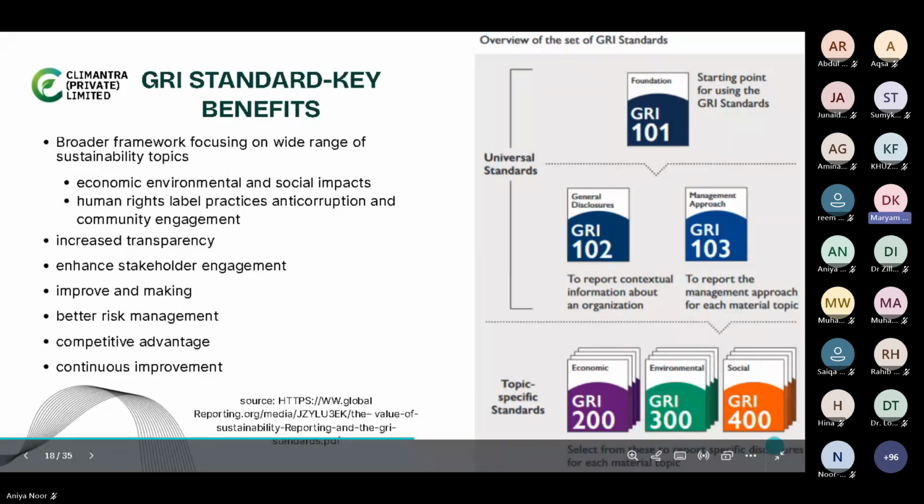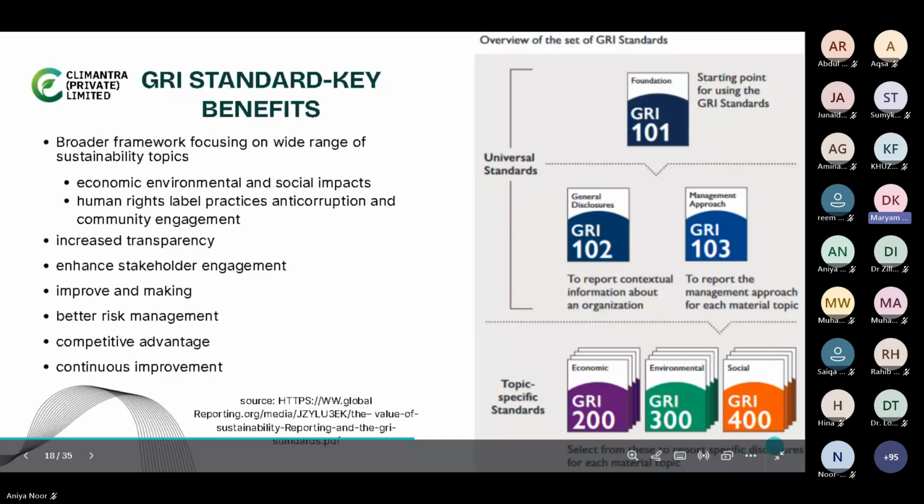These are the key benefits. First, it's a broader framework focusing on a wide range of sustainability topics. Obviously, it covers economics, social, and environment. Then human rights practices, anti-corruption, and community engagement. Anti-corruption is a very critical topic, and mostly industries don't report it if there is any kind of forgery. They don't cover it directly, but they cover this aspect also.